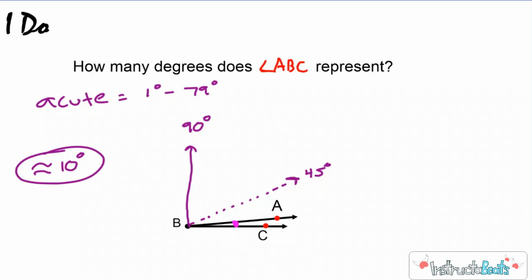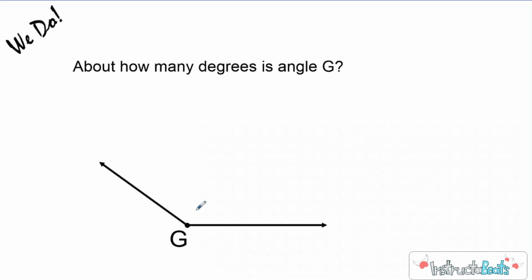Let's take a look at a we do problem. So first of all, I want to know, how many degrees is angle G? Now, just so you know, it's not the reflex angle, it's actually this angle right here. I know that this is going to be an obtuse angle, which means my answer should be anywhere between 91 degrees to 179 degrees. Now, you don't normally have to write that down.